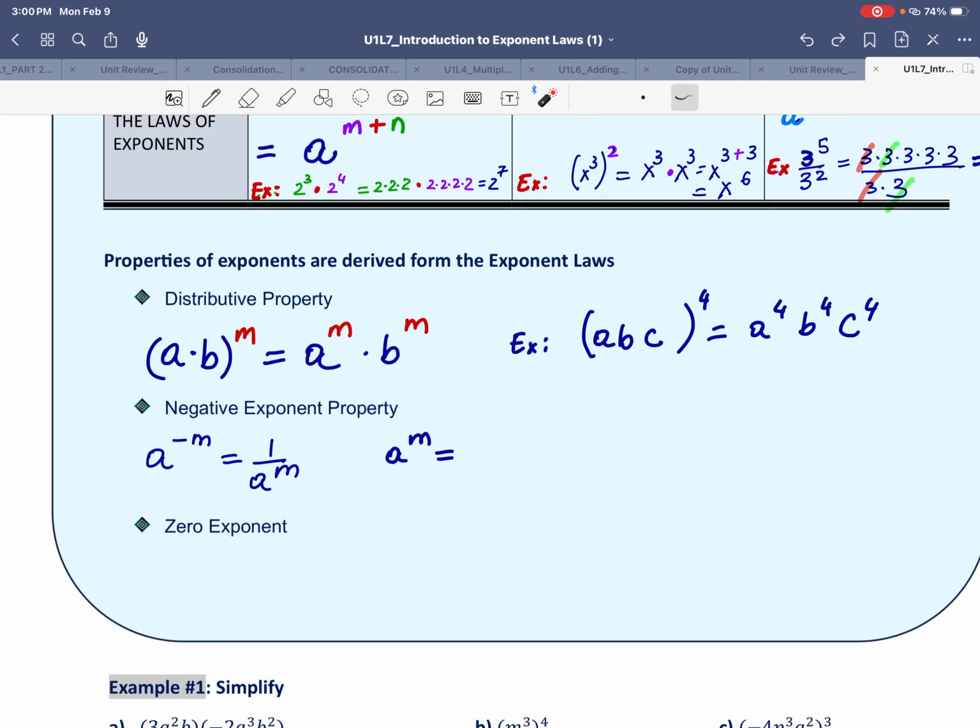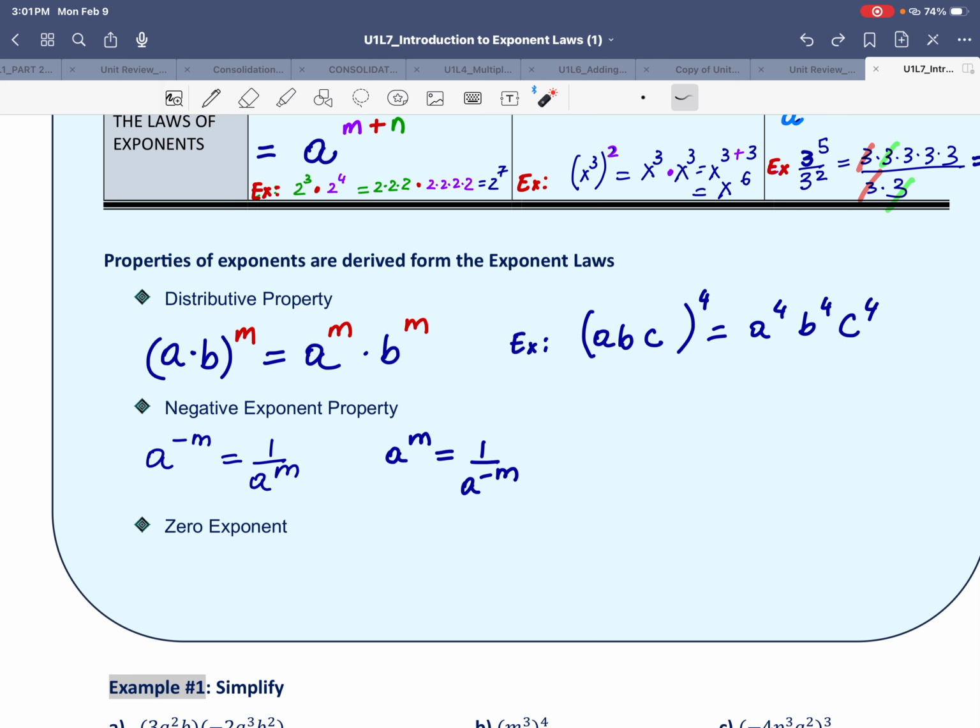And similar to this, a to the power of m equals 1 over a to the power of negative m. So if this exponent is negative, it can turn positive by bringing this up, and vice versa. I can explain this with a simpler explanation. If you have 1 over a to the power negative m, you practically have a to the power of 0 over a to the power negative m. So when you apply the quotient law, this becomes 0 minus negative m, which makes this positive m.